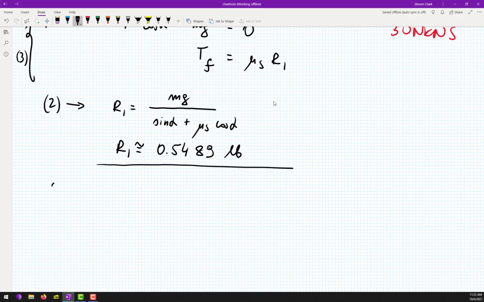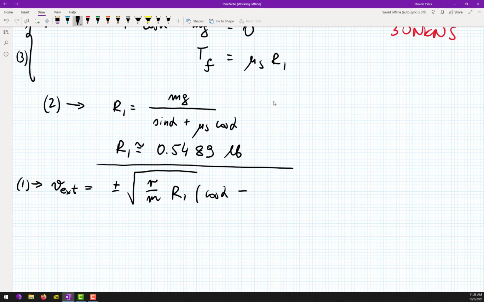Now, V extreme from equation 1. You will end up with plus minus the square root of R over M times R1 cosine alpha minus mu s sine alpha. Okay, plug in values. I would like to plug in values here, okay?